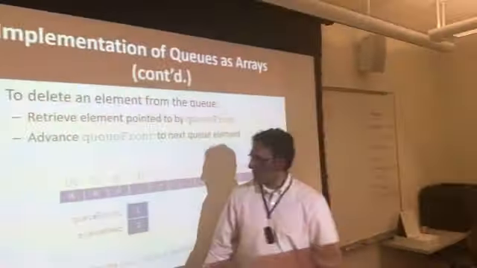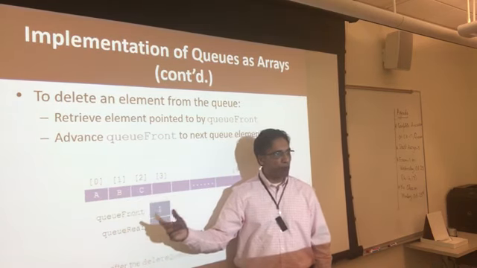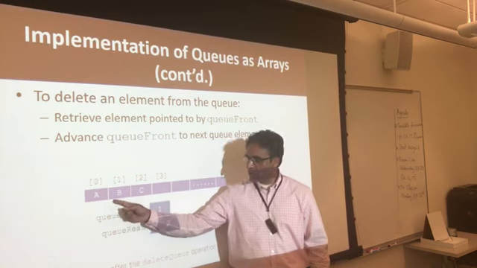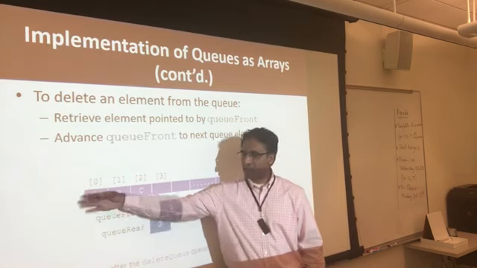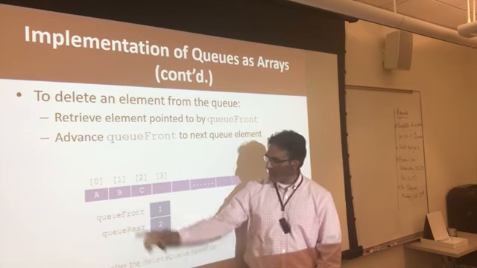To delete an element, something very similar. Let's say this customer has been processed. This was the first customer. I want to get rid of this customer. So technically, if you just move your queue front to the next position, that can be removed. That's not in the list anymore. And that's exactly what's showing here.